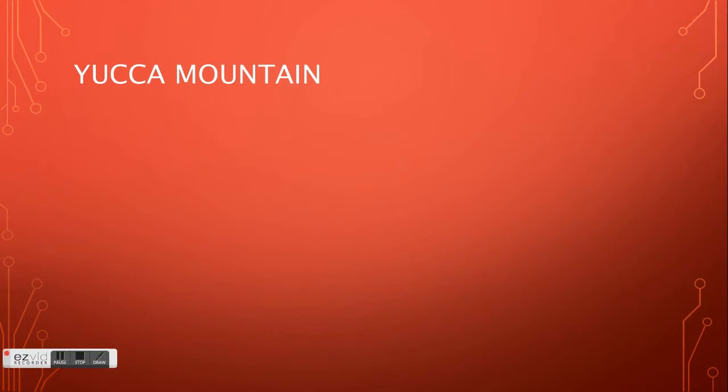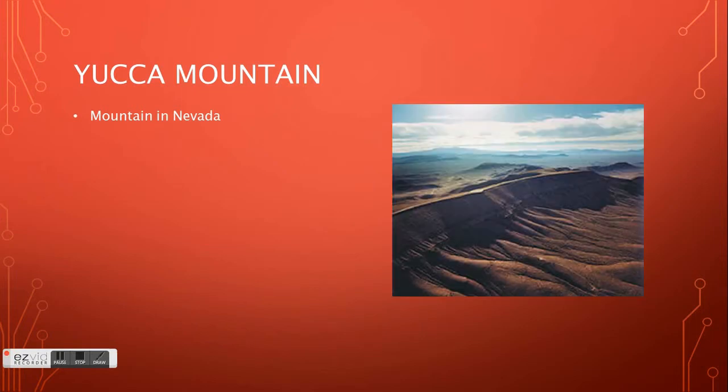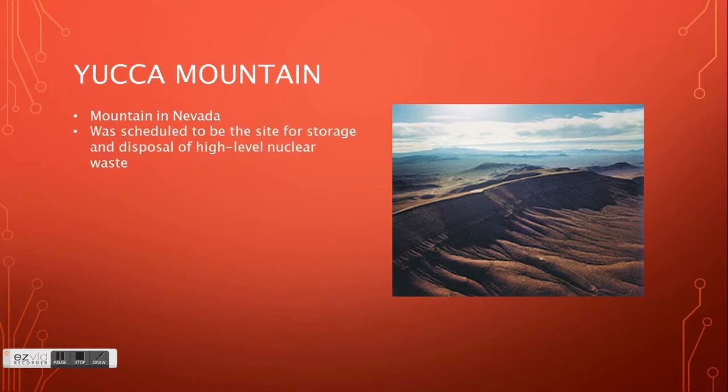We tried to have a dedicated waste storage once. It's called Yucca Mountain. It's in Nevada. There's a picture of Yucca Mountain. It was scheduled to be the site for storage and disposal of high-level nuclear waste, but as you can imagine, the locals did not want it. Senator Harry Reid, former Senate Majority Leader, led the effort to not have this storage space in Nevada. He fought hard and eventually got it defunded.